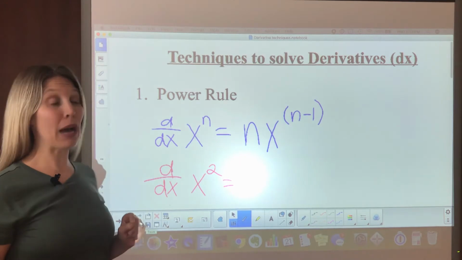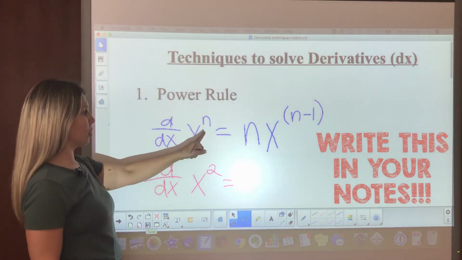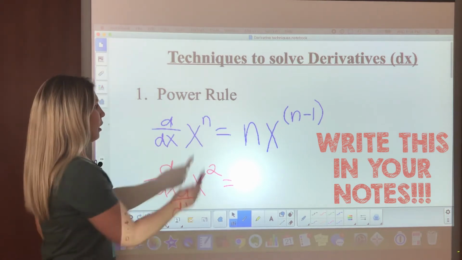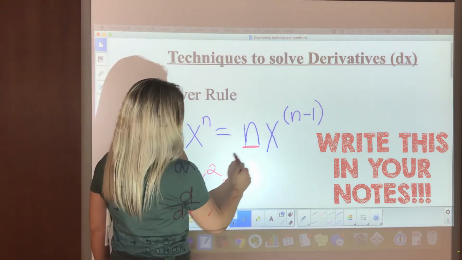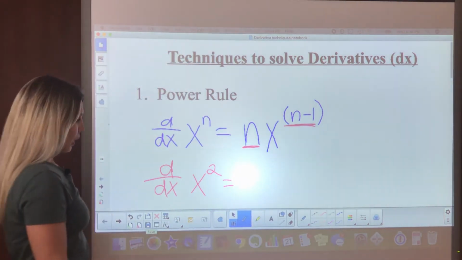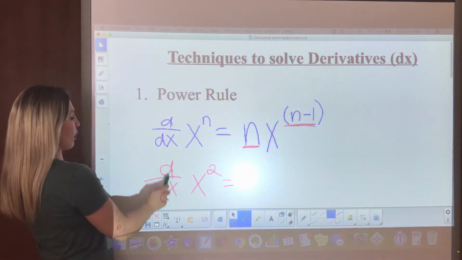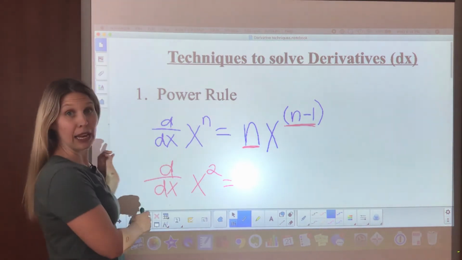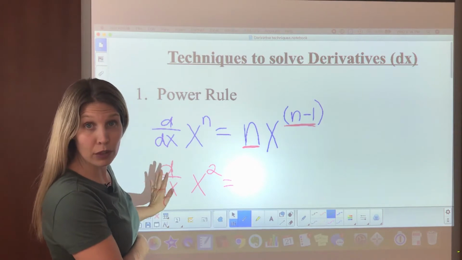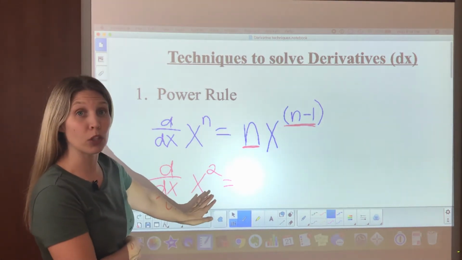The first one is the power rule. It says this: when you take the derivative of x to some power, that power is going to come out front, and then you're going to subtract 1 from that power. So let me show you how this works in this example. If I want the derivative, d over dx just means find the derivative of this function. So the derivative of x squared is what we're looking at.